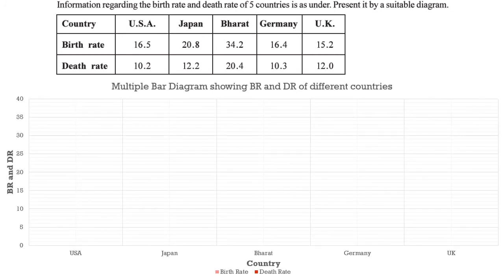And we have to start with the groundwork here. Country will be on the x-axis and birth rate, death rates will be on the y-axis. The scale which I am going to take here is on x-axis country and on y-axis 1 centimeter is 5 units of BR or DR. The title is multiple bar diagram showing birth rate and death rate of different countries.